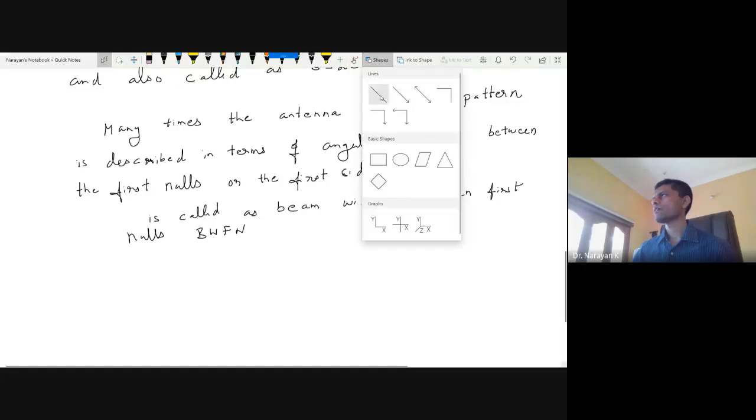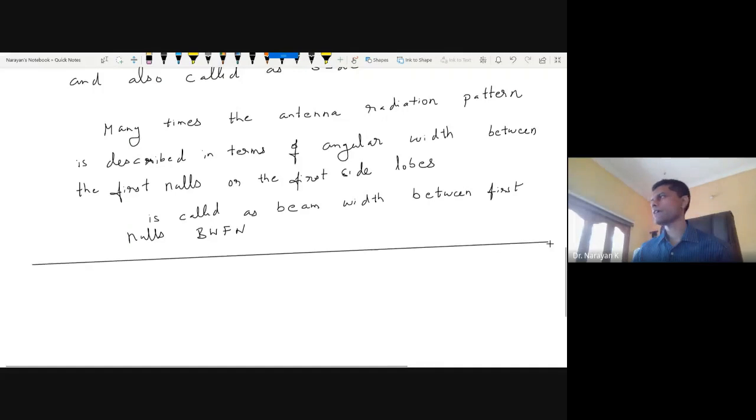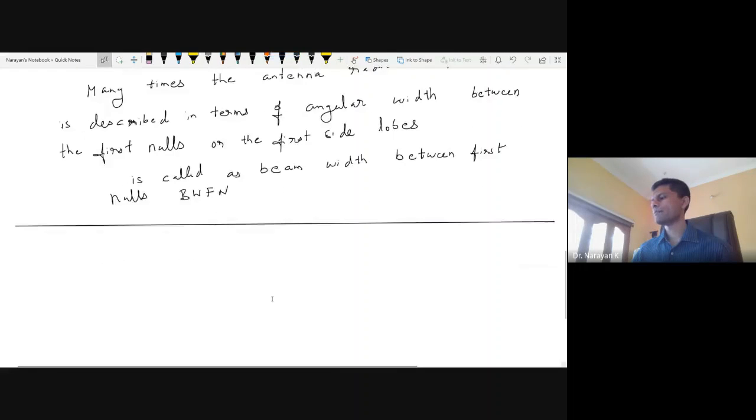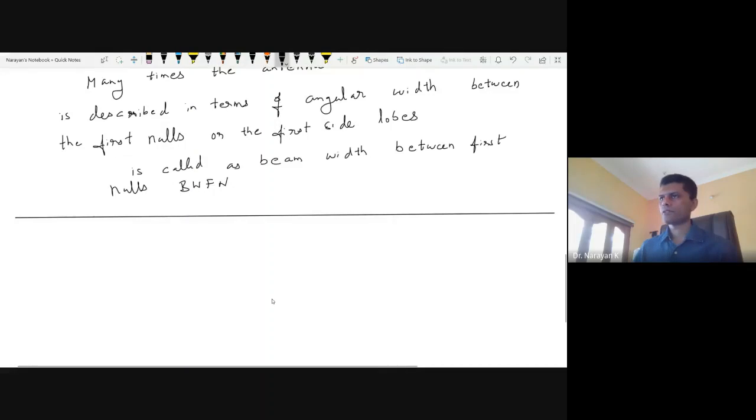Okay, next, relationship between directivity and beam solid angle.